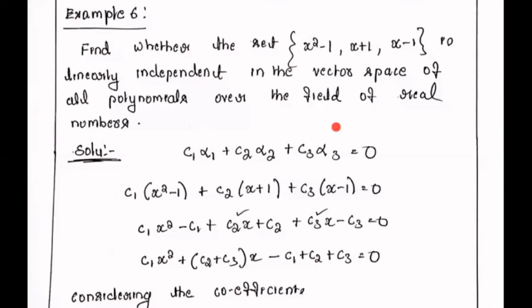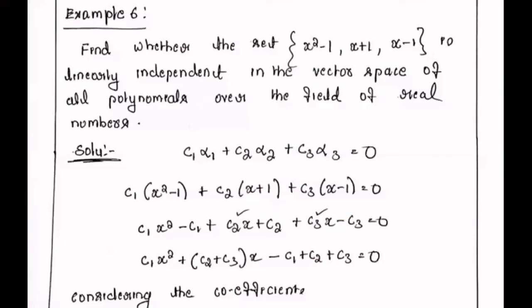So I have to find this linear equation: C1 alpha 1 plus C2 alpha 2 plus C3 alpha 3 is equal to 0. That is the condition you have to take. Then substitute the values of alpha 1, alpha 2, alpha 3. I have substituted them. Now you express it in terms of simple mathematics. So what you get is c1x square minus c1 from this, c2x plus c2, and c3x minus c3.